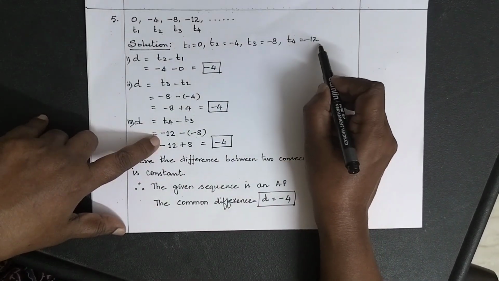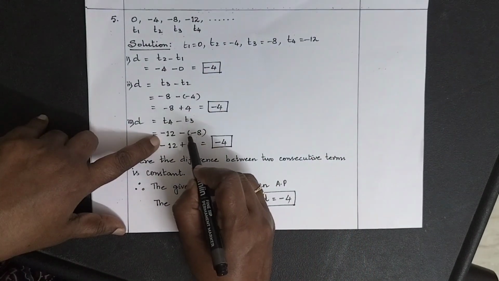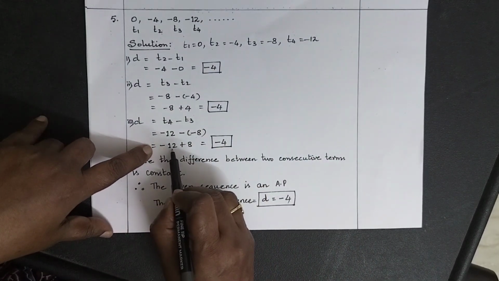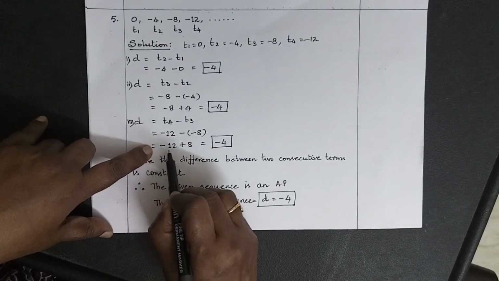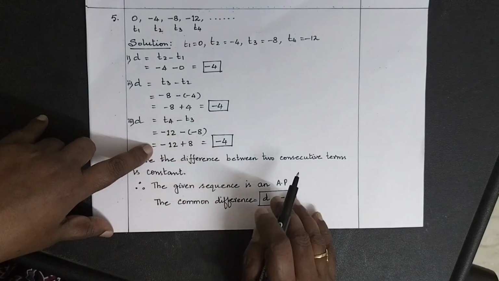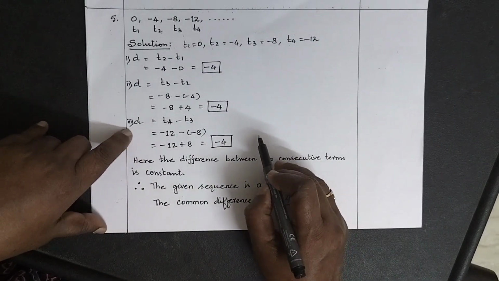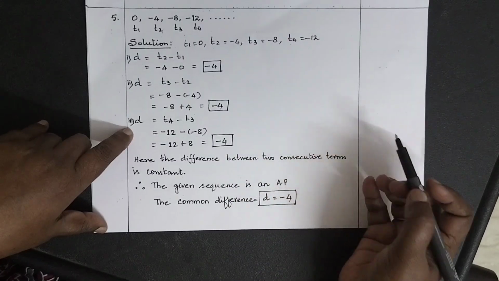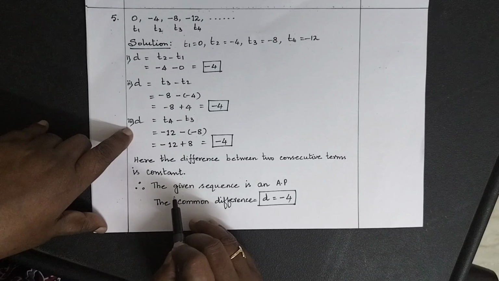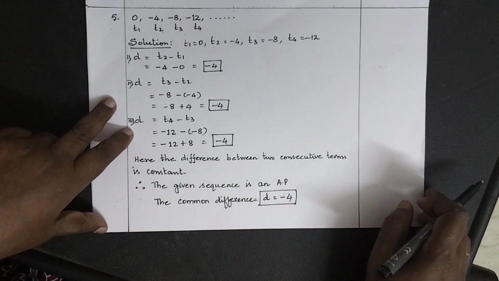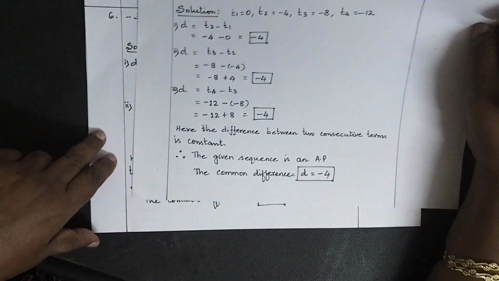T4, what is T4? Minus 12. Minus T3 is what? Minus 8. Okay, so minus 12, minus of minus will be plus, so plus 8. Minus 12 plus 8 is equal to minus 4. Here in all the three cases, D is the same. D is constant. So the difference between two consecutive terms is constant. The given sequence is an AP. The common difference is minus 4.